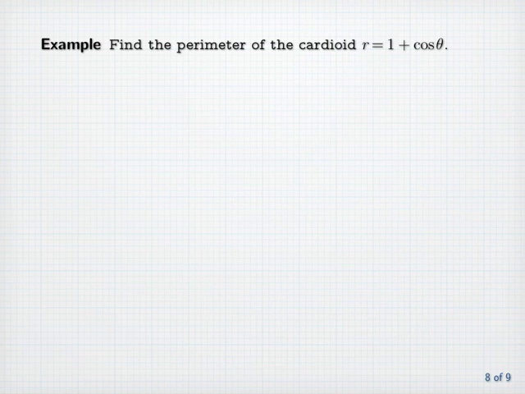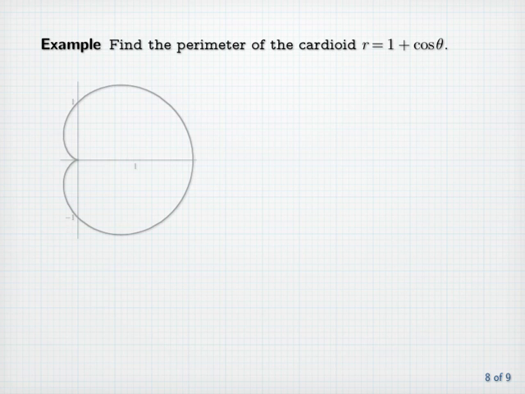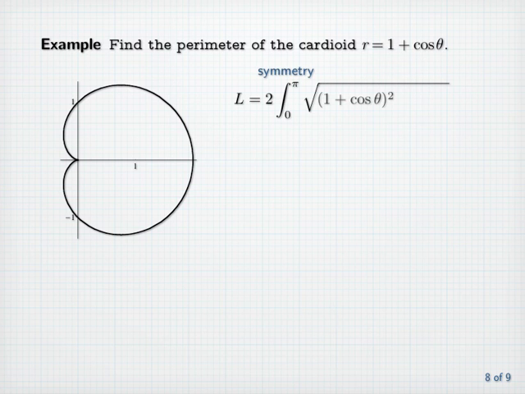Example. Find the perimeter of the cardioid r equals 1 plus cosine theta. Here's the cardioid. Recall that it is traced out as theta goes from 0 to 2 pi. Since the top half is traced out as theta goes from 0 to pi, we can take advantage of symmetry and compute the perimeter as 2 times the integral from 0 to pi of (1 plus cosine theta) squared plus the square of dr/d theta, which is sine theta.